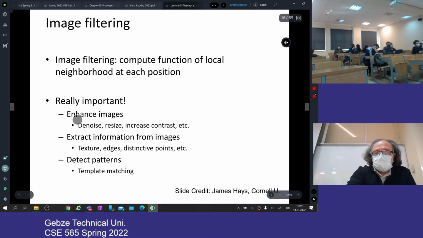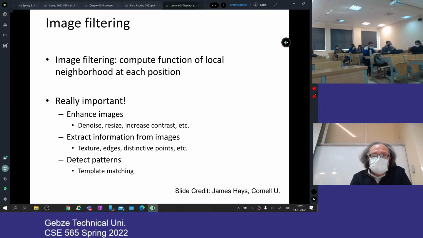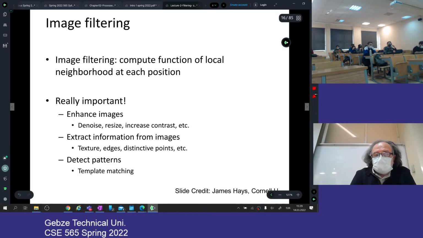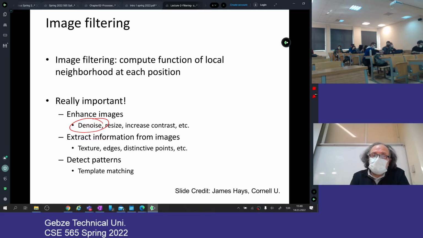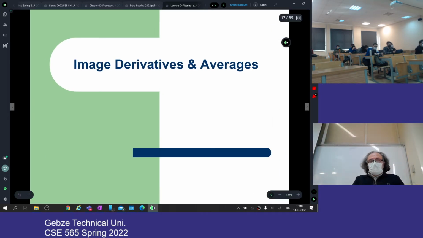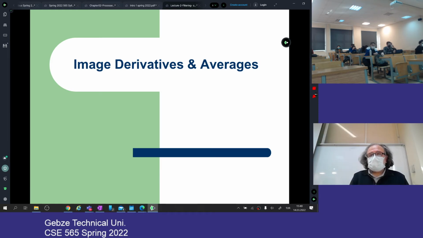For example, denoising is getting rid of the noise, resizing the image, increasing the image contrast, extracting other information such as the edges of the image, detecting some patterns on the image. These can all be done using image filtering, but for now we are going to look at denoising an image, making the noise of the image a little bit less pronounced. It's called denoising the image.